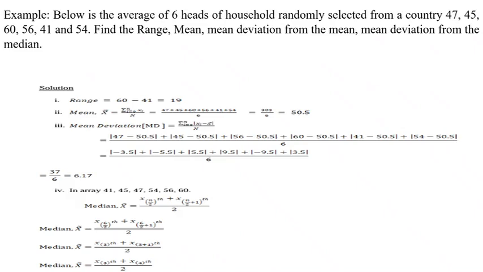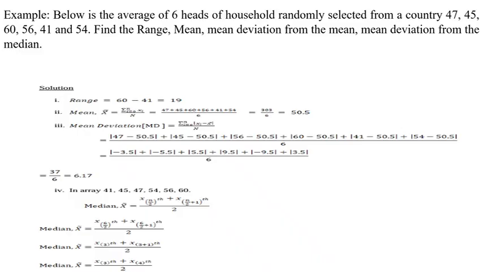Then the mean. I told us last week, in study session 2 unit 1, that the mean is summation, i ranges from 1 to n, of xi all over n. Then we add each sample point together, that is 47 plus 45 plus 60 plus 56 plus 41 plus 54, divided by the number of observations, which is 6. That will give us 50.5. That is our x bar.